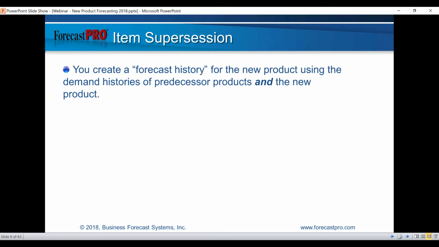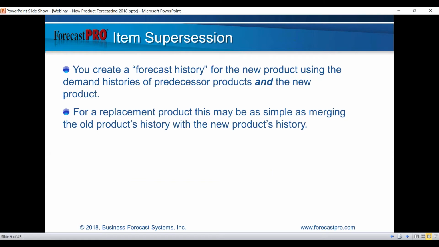So a good example of this is something which is very seasonal. In order to have a seasonal forecasting model, you really need at least 2 years of demand history. For a new product, that's going to be really hard to get to. So the idea of item supersession is that you can create a forecast history which is long enough and robust enough so that you can use a wider array of forecasting models, statistical forecasting models. Often, this is going to be very straightforward.